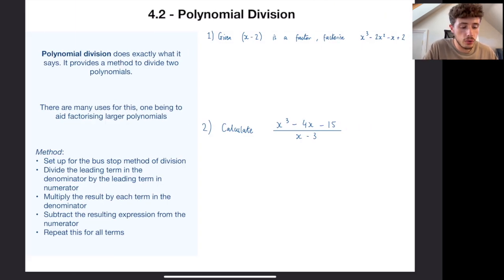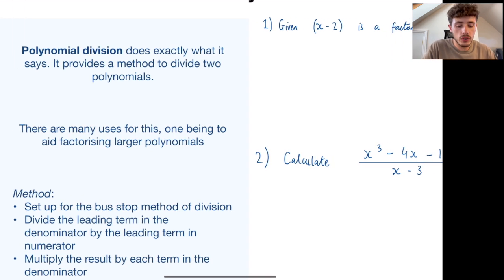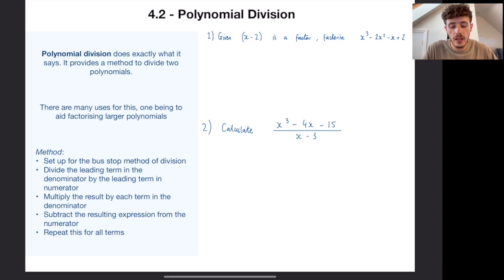This one is probably new to most of you, unless you did a bit of GCSE further maths, but that's not a problem. This is a very useful topic. Polynomial division does exactly what it says. It provides a method to divide two polynomials. There are many uses for this, one being able to aid in factorising larger polynomials.